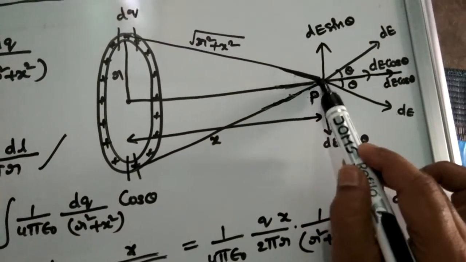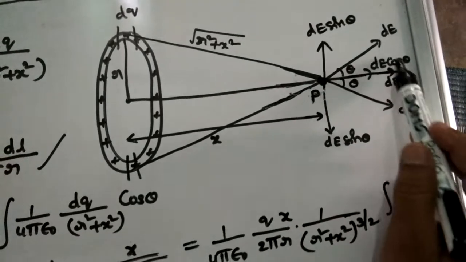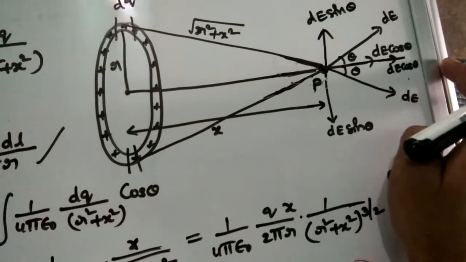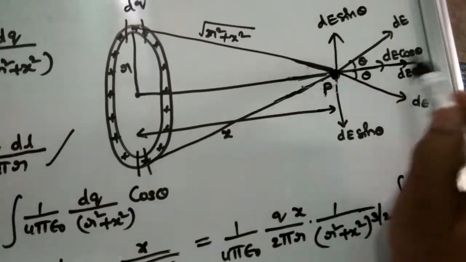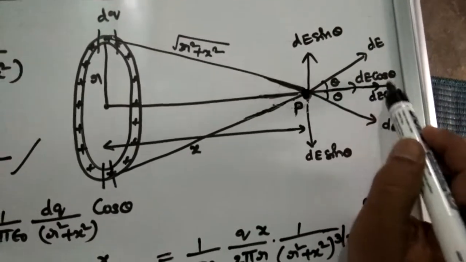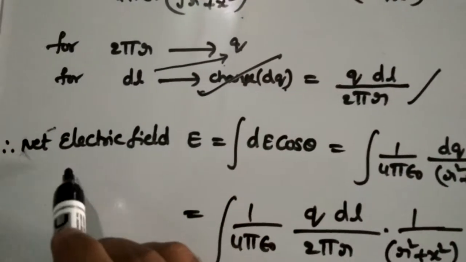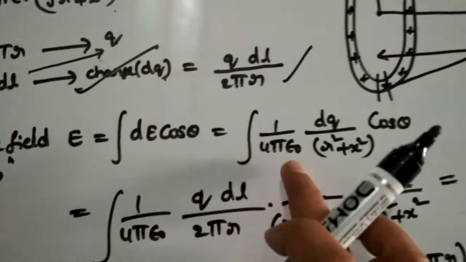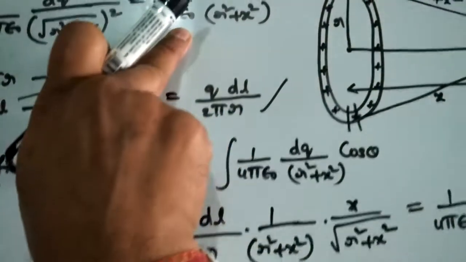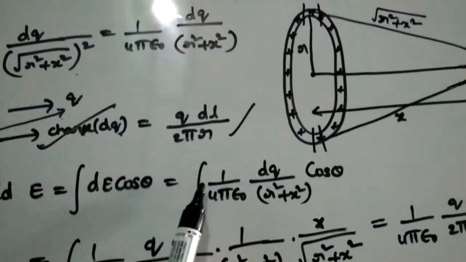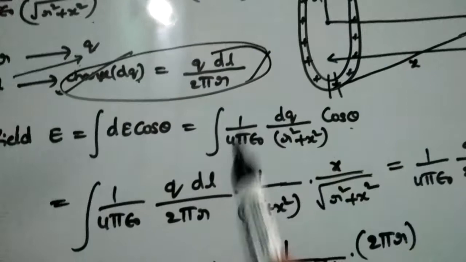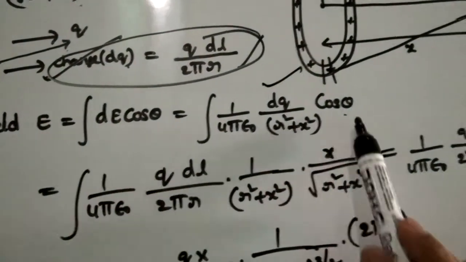The net electric field at this point P, as I told you, is given by the cos components. So dE cos theta, dE cos theta, dE cos theta, so many components are there. The net electric field is the sum of all these terms. The sum of many small similar terms is nothing but integration. So the net electric field at point P, E, is the integral of dE cos theta. The dE value I already told you; substitute this dE value and cos theta. Here dq I already told you, substitute this dq value here.